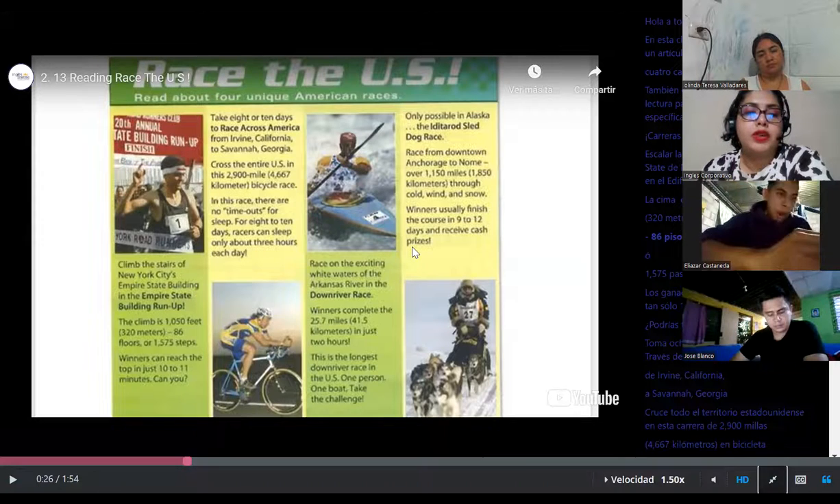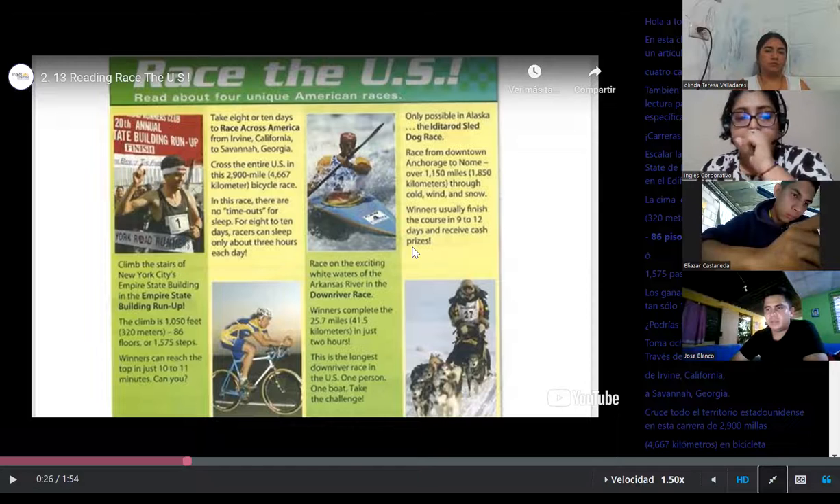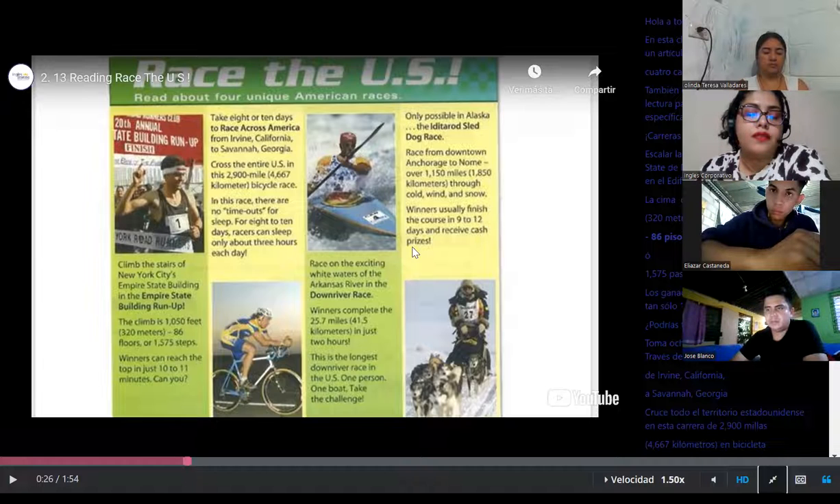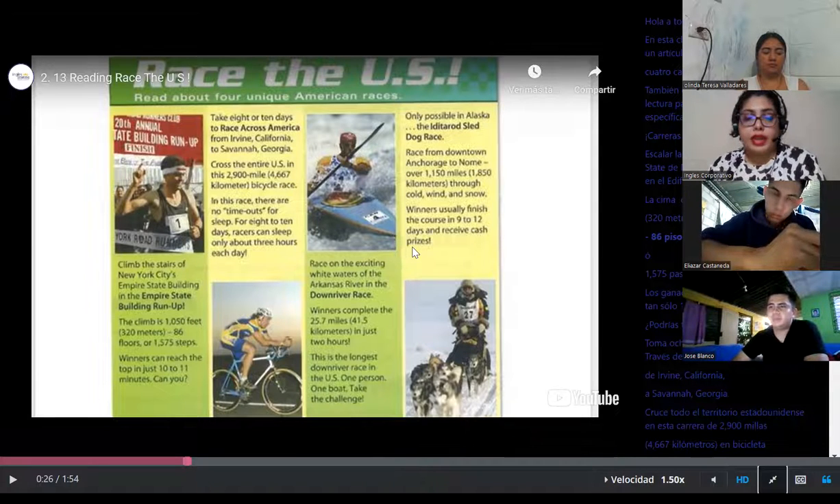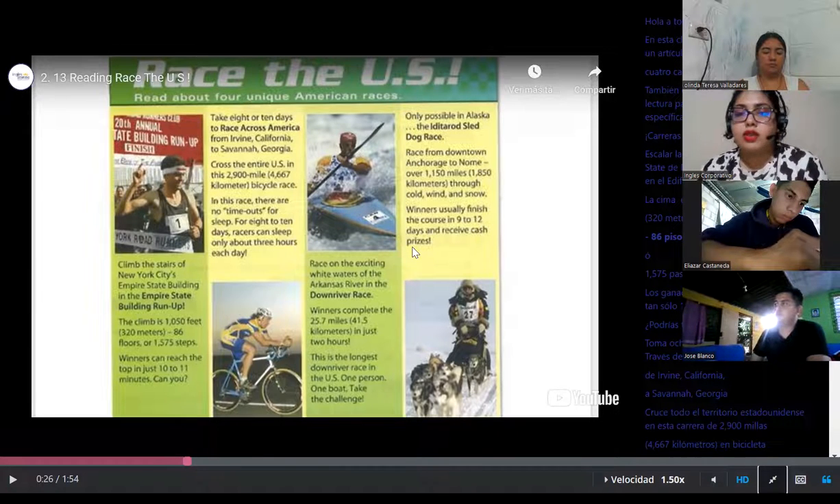So we're going to begin with the first one, and it says, climb the stairs of New York City's Empire State Building in the Empire State Building run-up. The climb is 1,015 feet, like 320 meters, 86 floors, and 1,575 steps. Winners can reach the top in just 10 to 11 minutes. Can you?